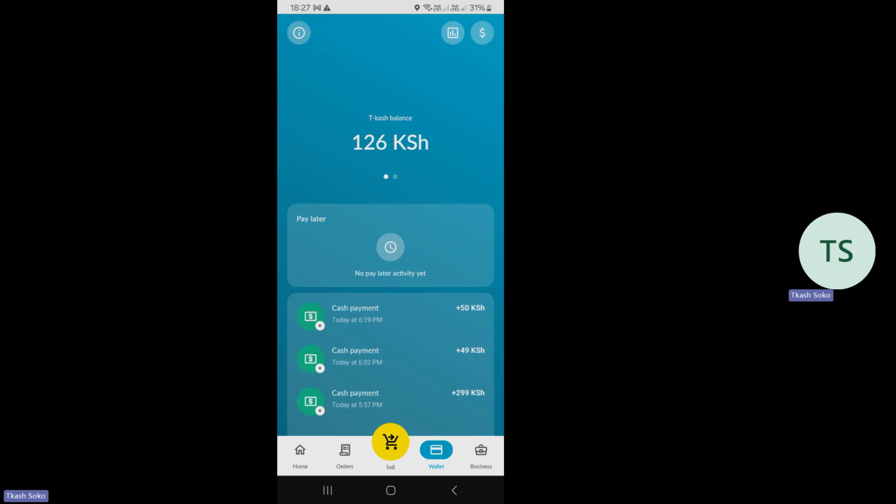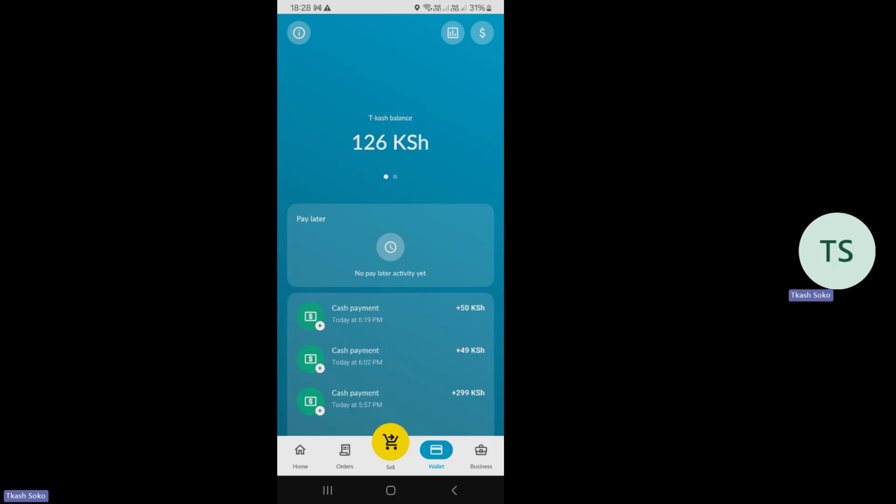And the advantage is there is automatic debt collection. So once these guys load money on their Tcash, it is deducted and your money is returned to you. And that is how interesting the app is, making debt collection easy for us.